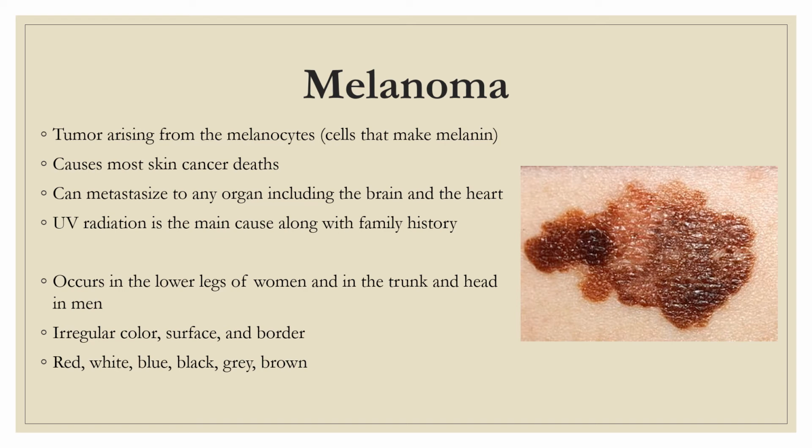It causes most skin cancer deaths, which is melanoma, and it has such a high rate of metastasis. This is why this cancer is so deadly. So usually it can metastasize to the brain and the heart, which are very typical for melanoma. UV radiation is the main cause, or family history. It typically occurs in the lower legs of women and in the trunk and the head of men. This type of skin cancer is irregular in color, surface, and border. The colors tend to be red, white, blue, black, gray, and brown.